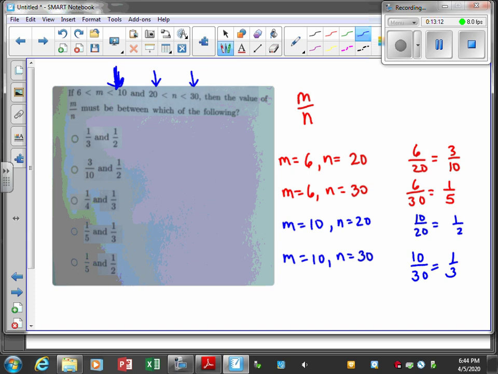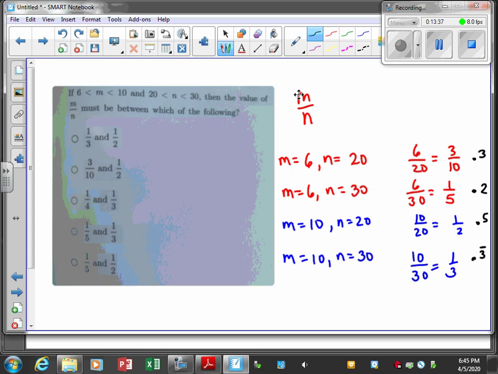Okay, so what I'm really looking at here is after I've assessed all possible scenarios, let's compare these. So 3/10 is 0.3. You can put these in your calculator. 1/5 is 0.2. 1/2 is 0.5. And 1/3 is 0.3 with the bar over it. And I want to put these in order from least to greatest.